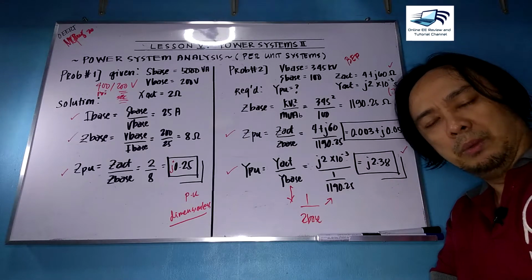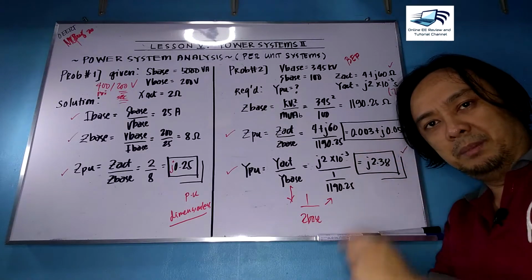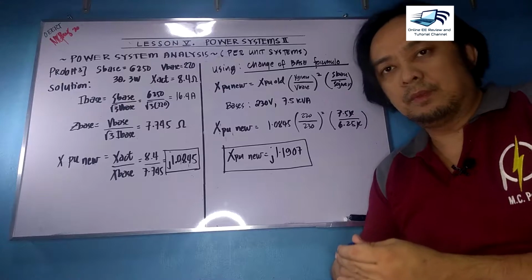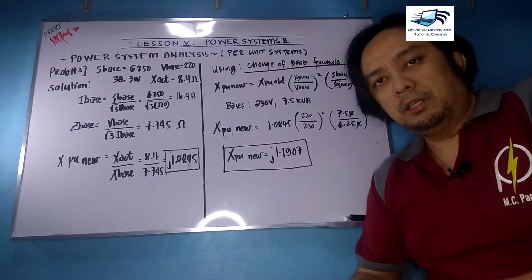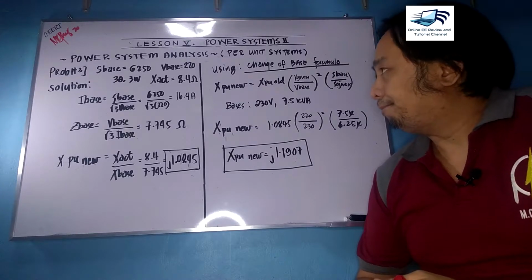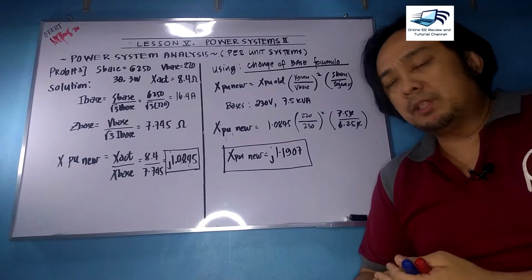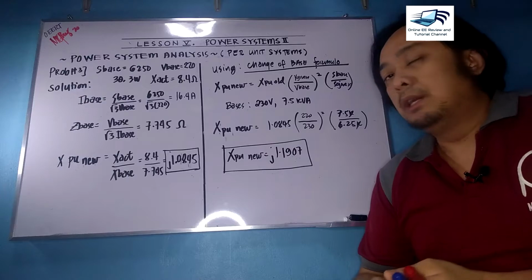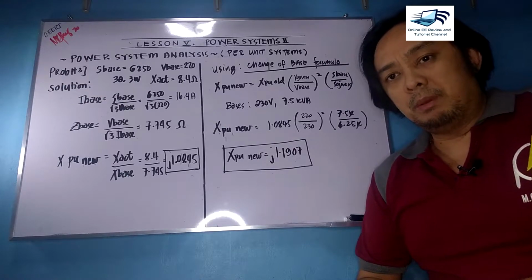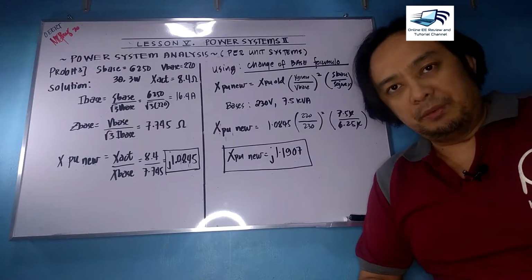So, we will continue on problem number 3. Hi and hello to all of you. So we will continue our discussion on problem solving on power system analysis per unit systems. We are in problem number 3, so let us read the problem first.